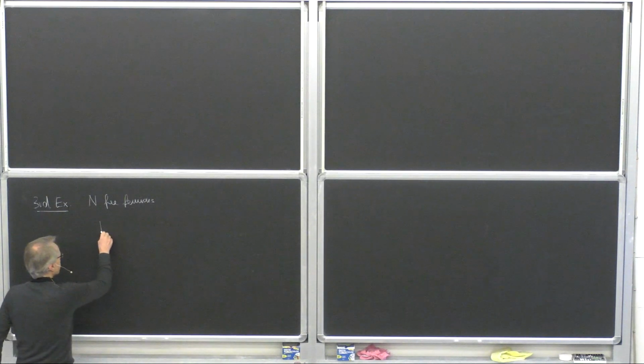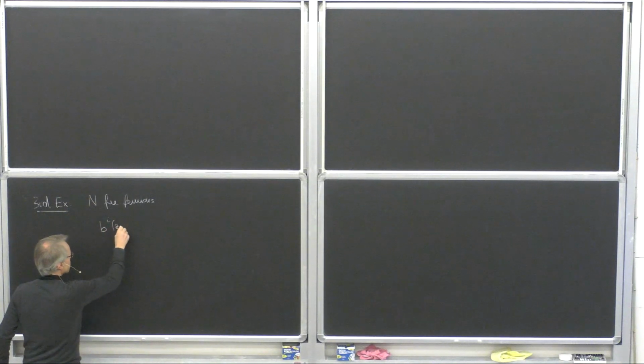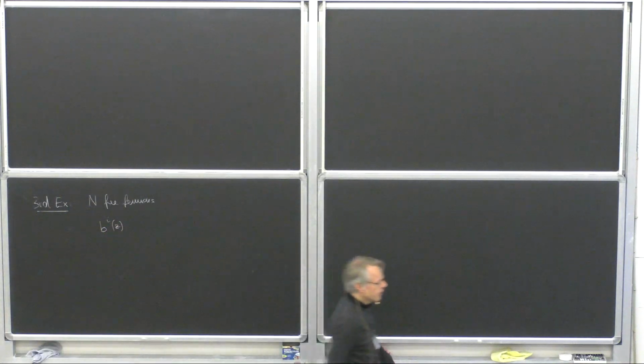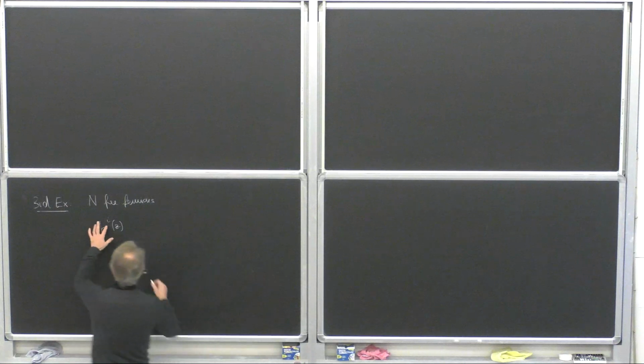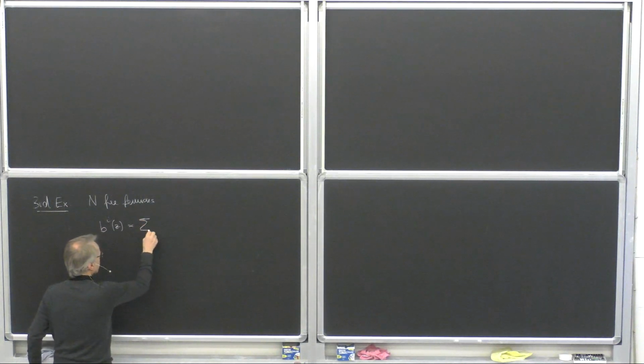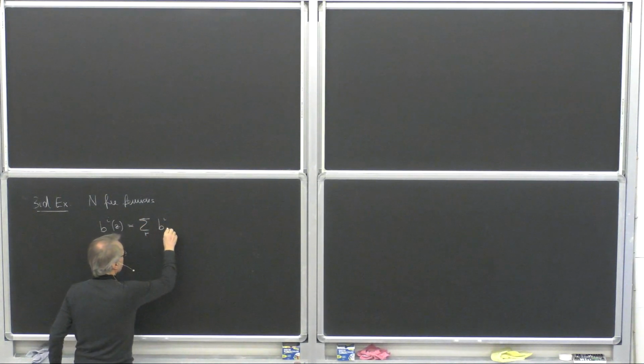So now we have n fermions. Let's call the fermion fields b_i of z. Strictly speaking, there's a factor of 1 over square root of 2, and I don't want to deal with this stupid factor. So I'll define the fields b_i of z, and they have a mode expansion like the ones above.